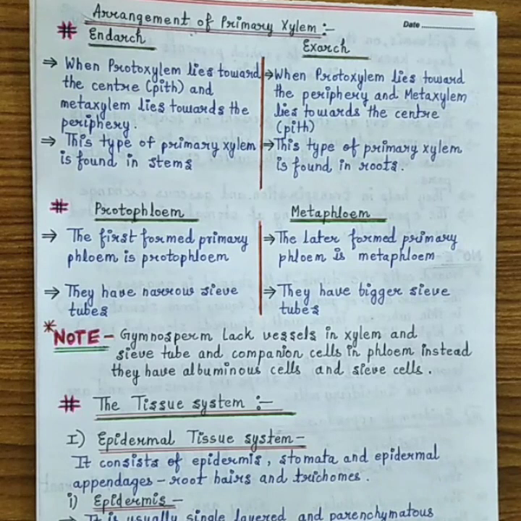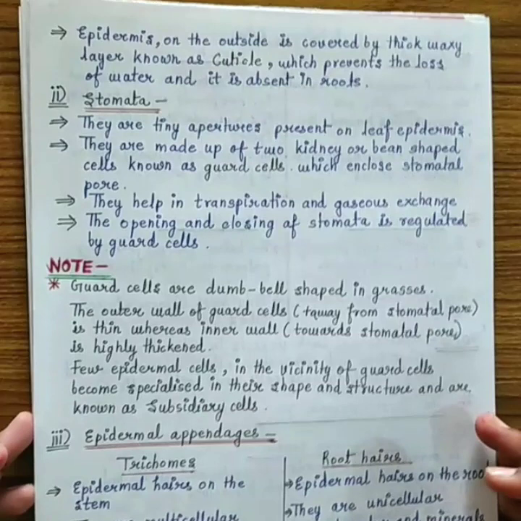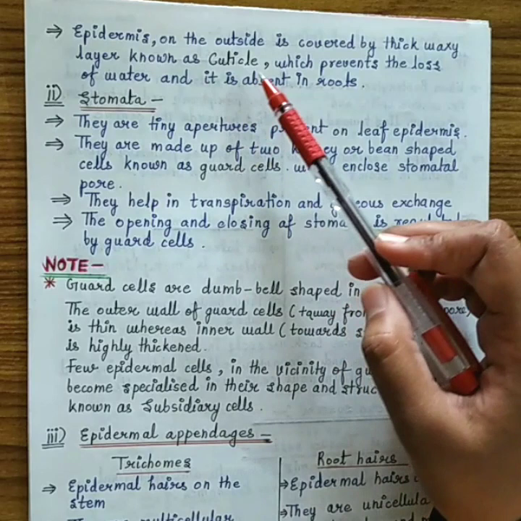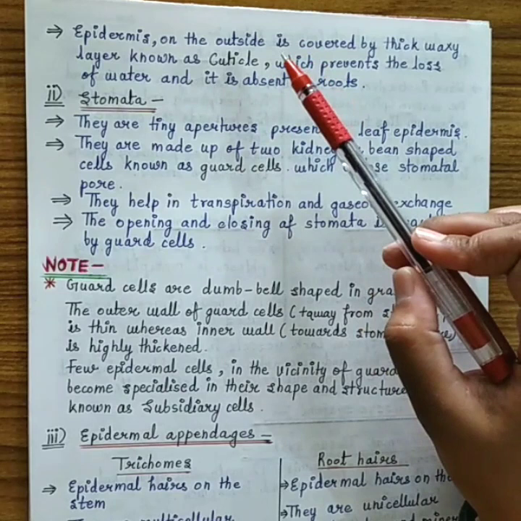Now talking about epidermis in detail, it is a single layered parenchymatous layer. It is single layer, it is parenchymatous. Parenchyma ki bani hoti hai ye layer, single layer hoti hai. On the outside, epidermis is covered by a thick waxy layer that is known as cuticle. And this cuticle is a waterproof layer. It prevents the loss of water and it is absent in roots.